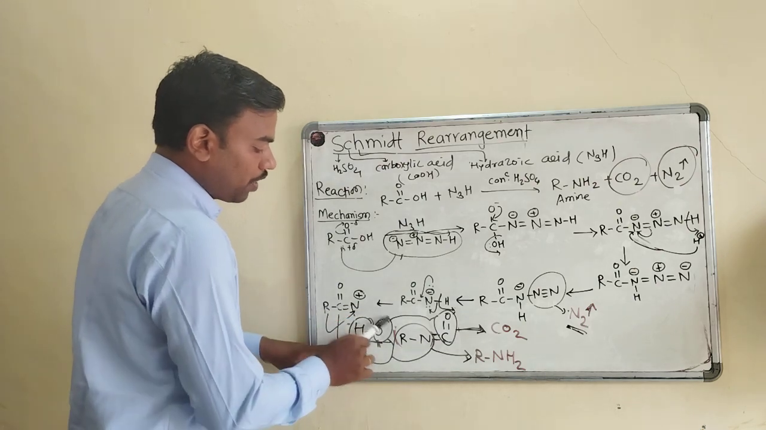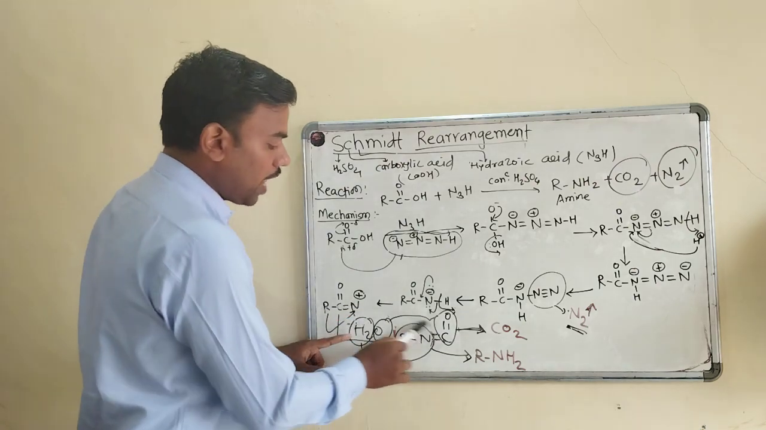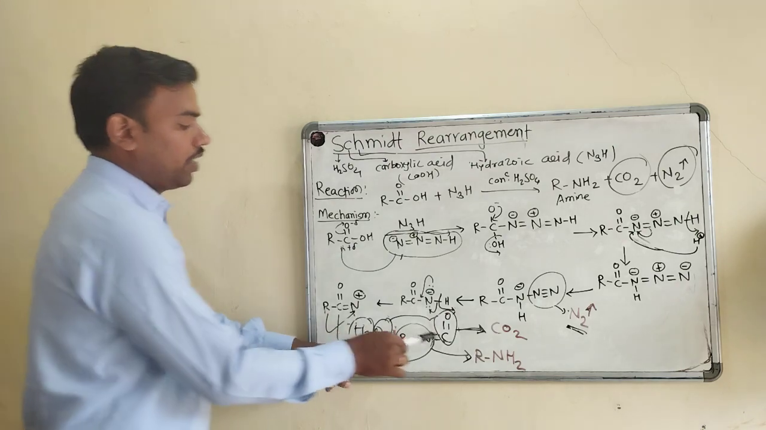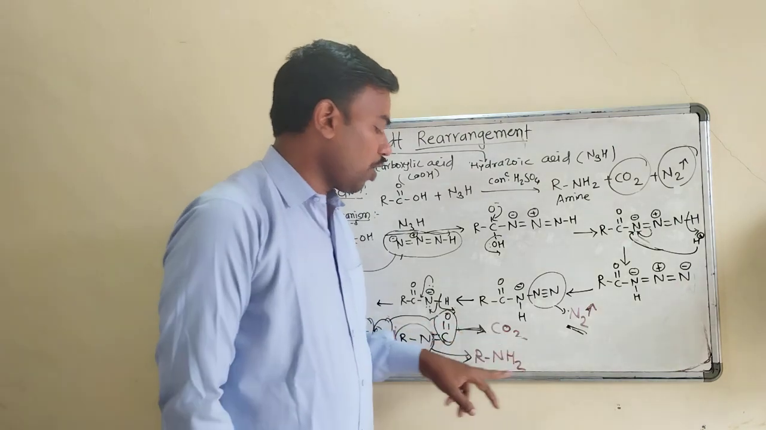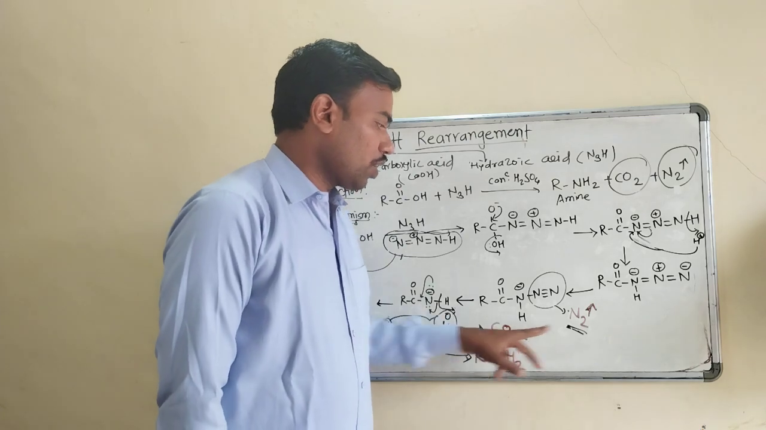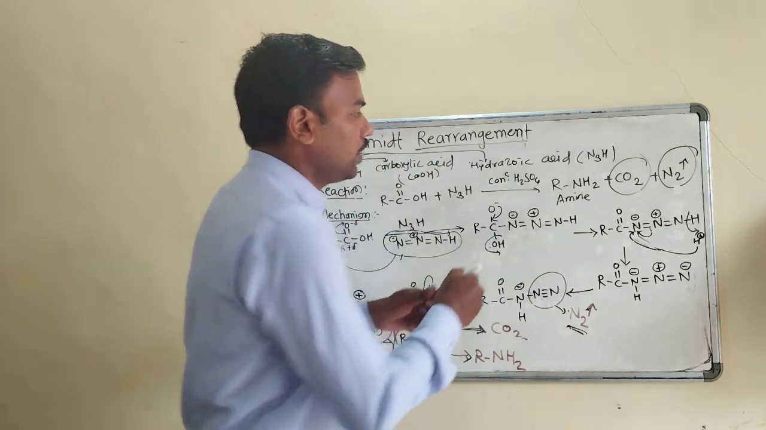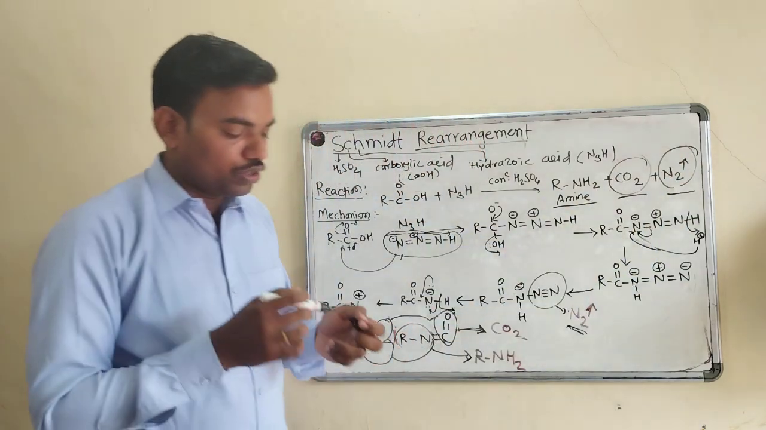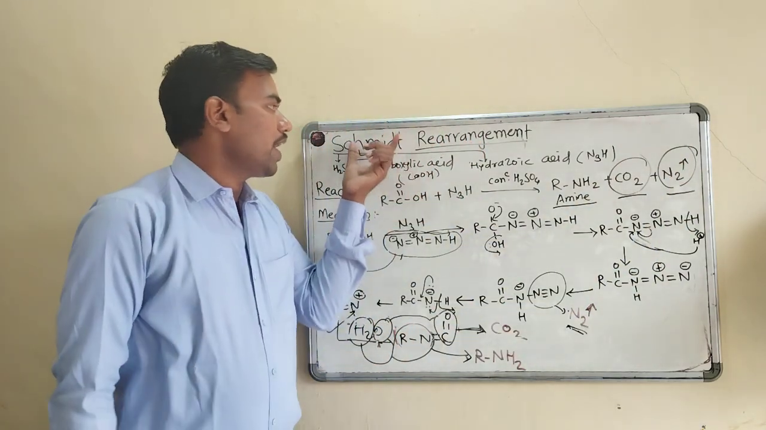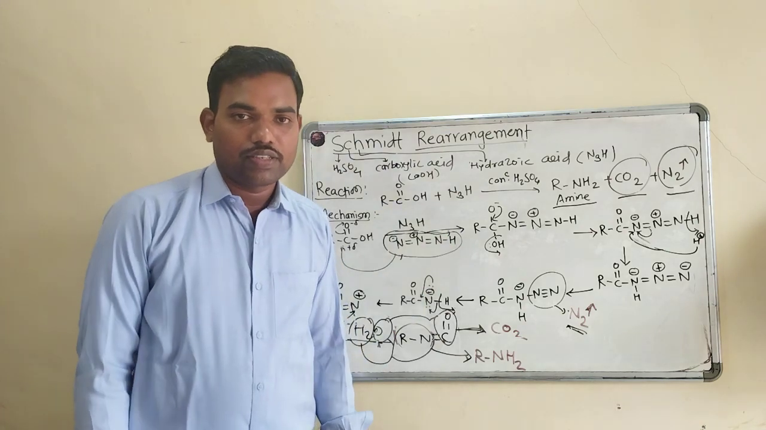Finally we will go for hydrolysis. So H2O, this RN, RNH2, and this CO, this oxygen, this is CO2. So formation of amine, carbon dioxide and nitrogen we have seen here. Formation of amine, carbon dioxide and nitrogen. This is our Schmidt rearrangement. Thank you.